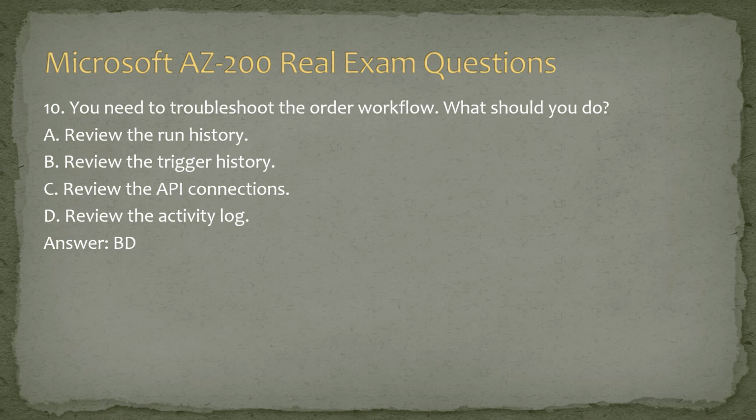10. You need to troubleshoot the order workflow. What should you do? A. Review the run history. B. Review the trigger history. C. Review the API connections. D. Review the activity log. Answer: B, D.